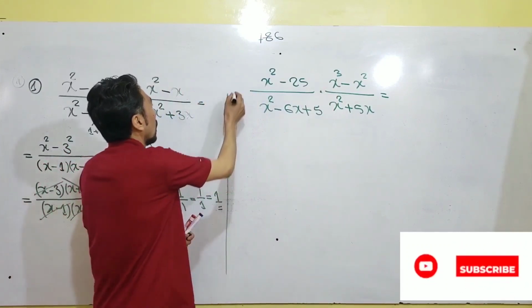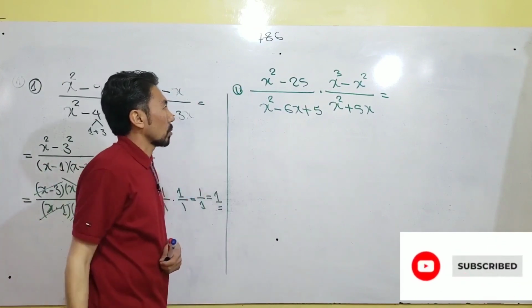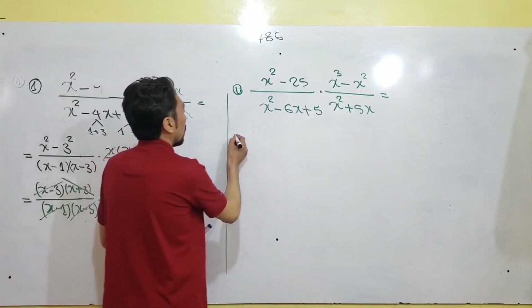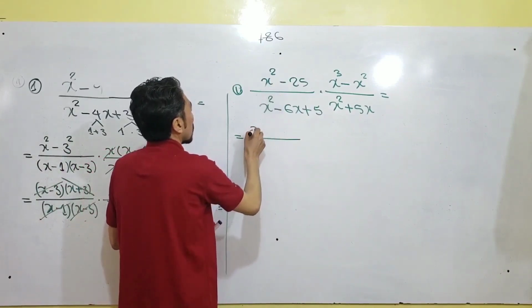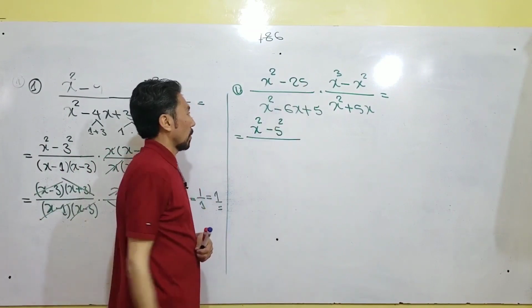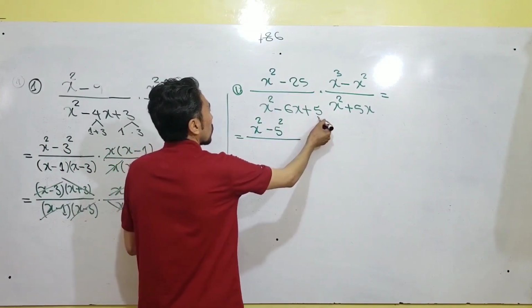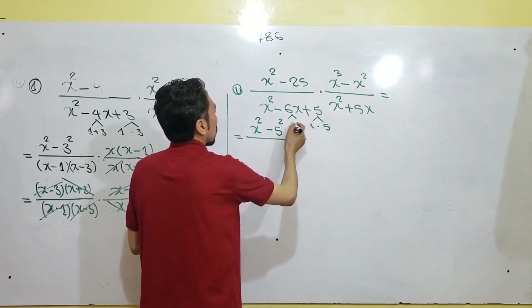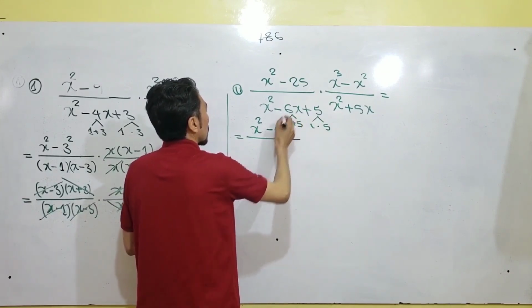First of all, we should factorize every numerator and denominator. For example, we have here x squared minus 5 squared. Instead of 25, I write 5 squared. And also we factorize here. 1 multiplied by 5 is 5. 1 plus 5 is 6.